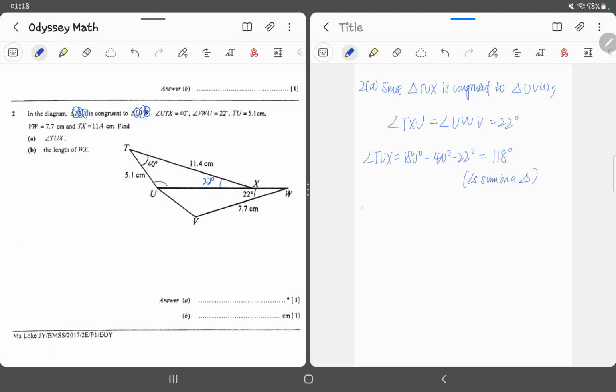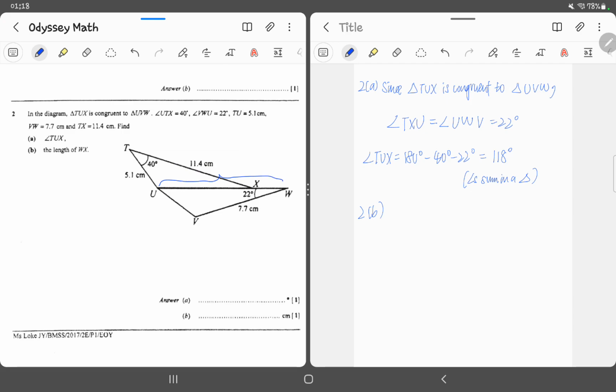So that's it for 2A. Now 2B, again, we are using congruency. So again, let's do it this way. We want to find the length of WX. So actually we can find the length of WX by taking UW minus UX, and we are done, right? So what is the length of UW?